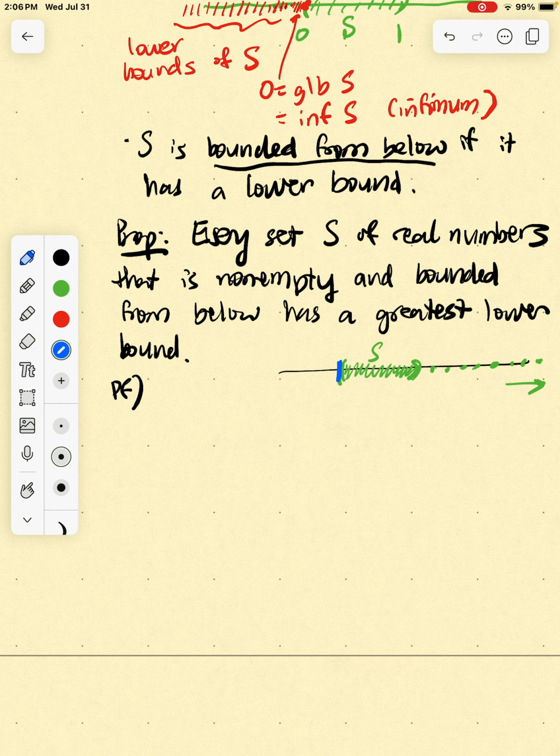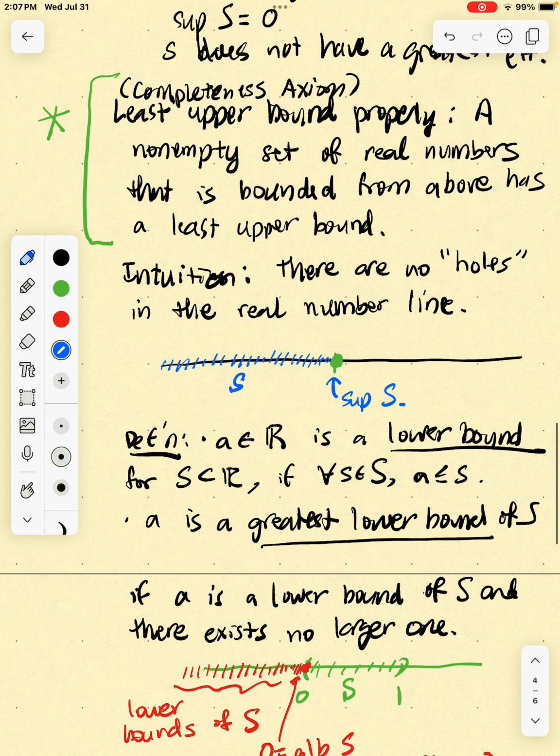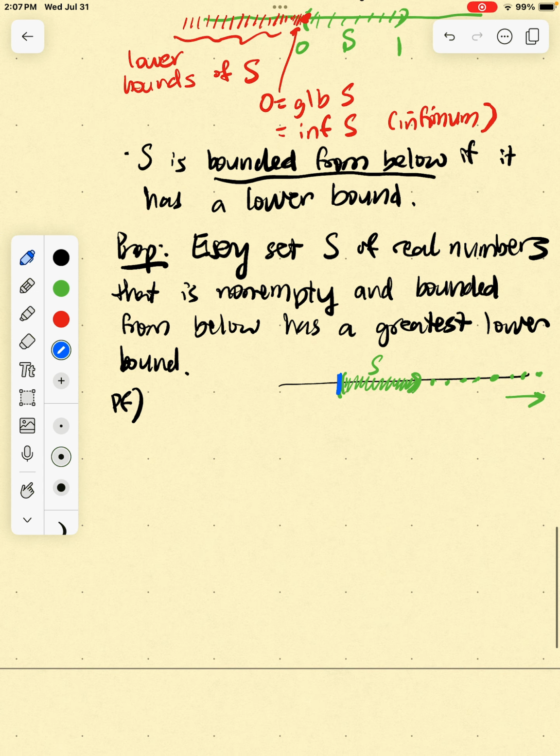And the idea is we want to use the axiom above that says that if you have something that's bounded from above, it has the least upper bound. So the idea of this proof is to connect the greatest lower bound with the least upper bound. And what we're going to do is multiply all the elements of S by -1. So that's just going to flip all the elements of S across. And what's going to happen is we're going to get something that's bounded from above, and then we can apply the axiom. So let's write that down.